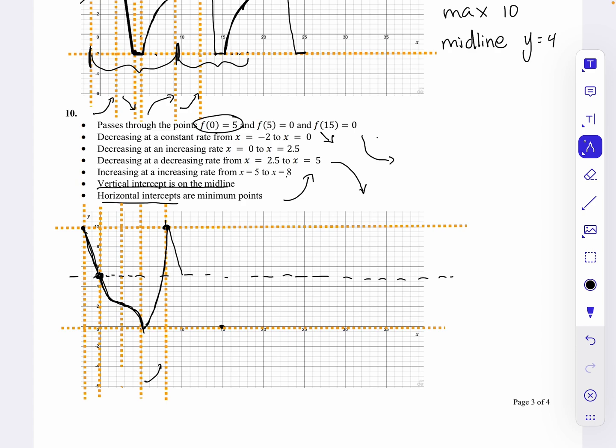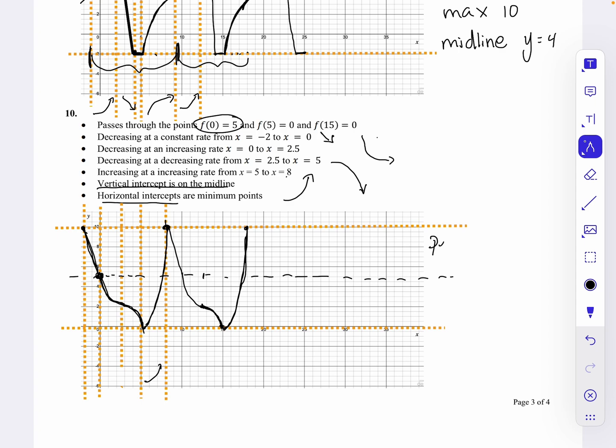Then we are decreasing at an increasing rate from 0 to 2.5. So 2.5 would be about here. And we want to try and get this as lined up as possible when we're working through our little graph. And then 3 units gets us back. It doesn't have to be perfect, and we could keep going.